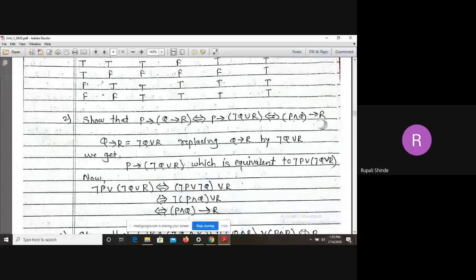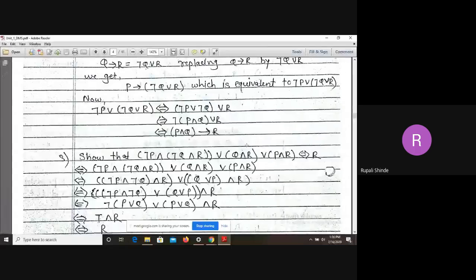Are you getting this? How to prove equivalence? Hello? If you have any doubt, you can ask me. Later on, it is not possible to repeat all the things again. So I hope you have understood.